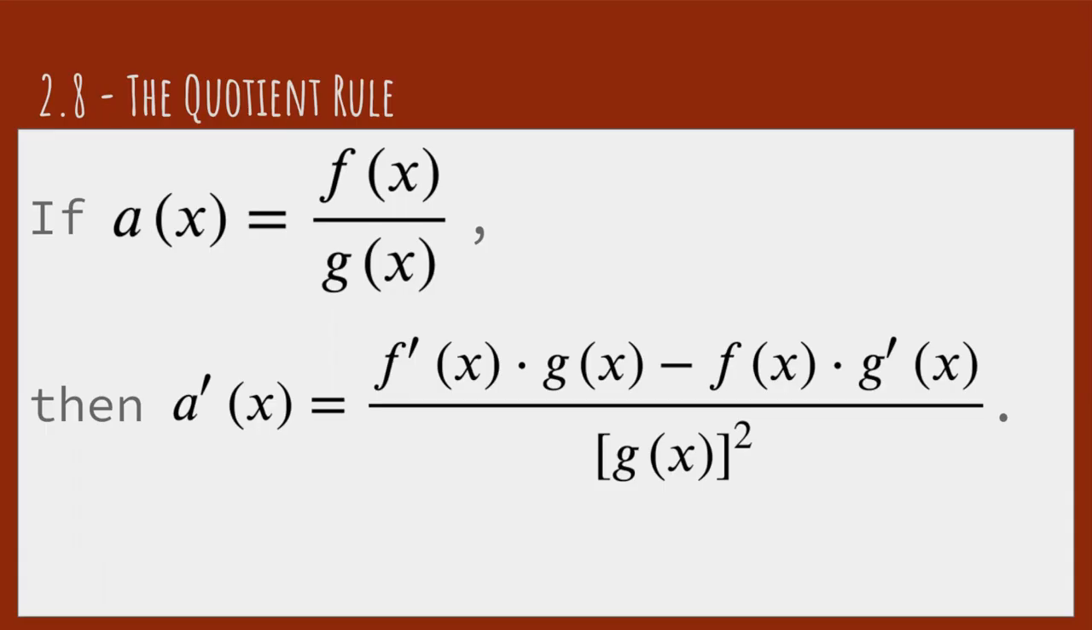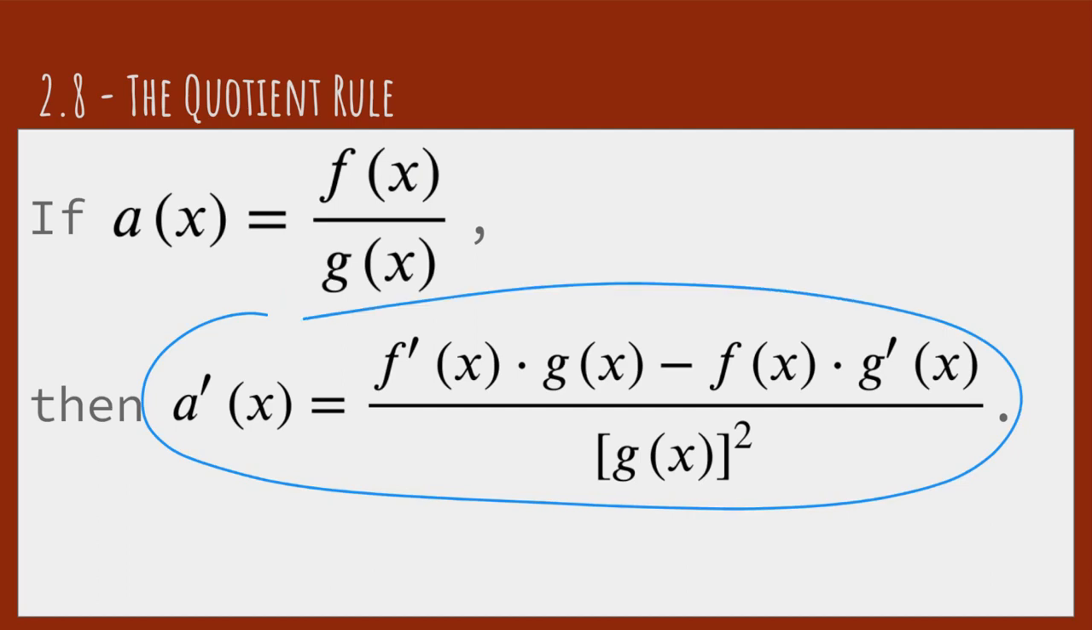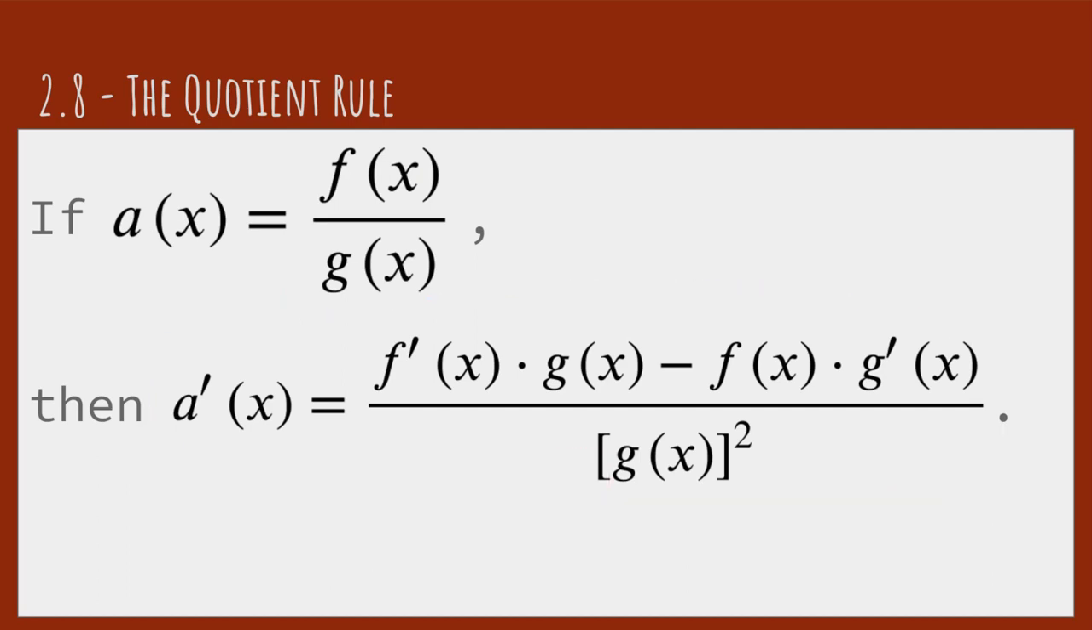If we have a function that is one function divided by another function, then the derivative is given by this formula right here. Now, you may notice this one looks a little bit more complicated, but it does have some features that are pretty similar to the product rule. In particular, the numerator, if this were a plus, would be the product rule.